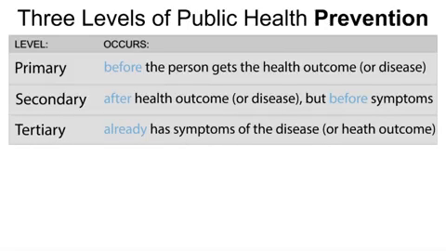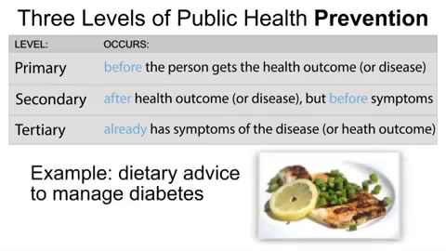Tertiary prevention refers to a person who already has symptoms of the disease. The goal of tertiary prevention is to prevent damage and pain from disease, slow down disease progression, prevent complications, provide better care, and help people recover. An example of a tertiary prevention would be offering dietary advice to help manage the symptoms of diabetes.